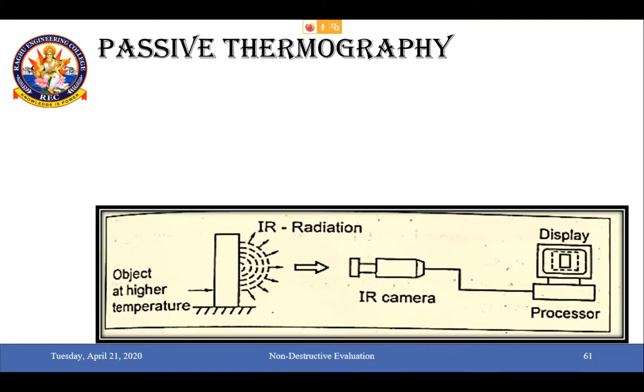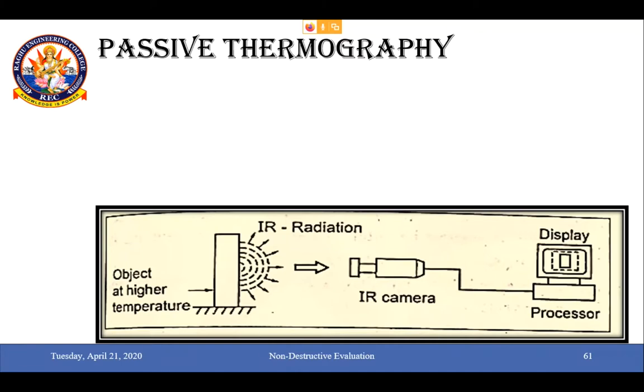Slide number 61, please. I hope everybody has slide number 61. There is a processor, there is a display, there is an IR camera, there is IR radiation. And what is missing here? We don't have an excitation source. That is, an external excitation source is not there.